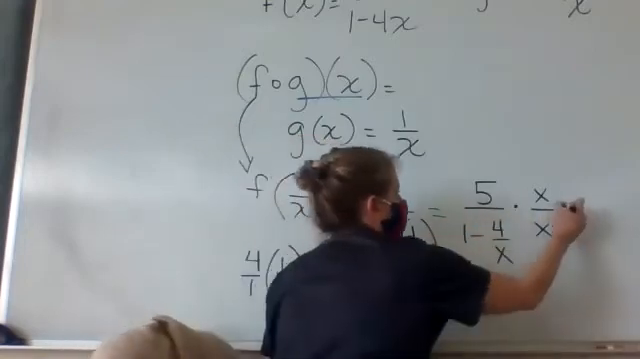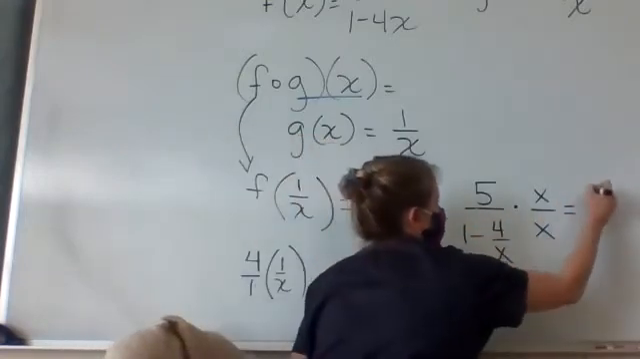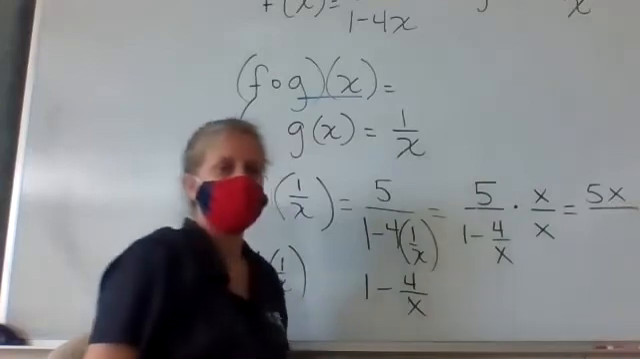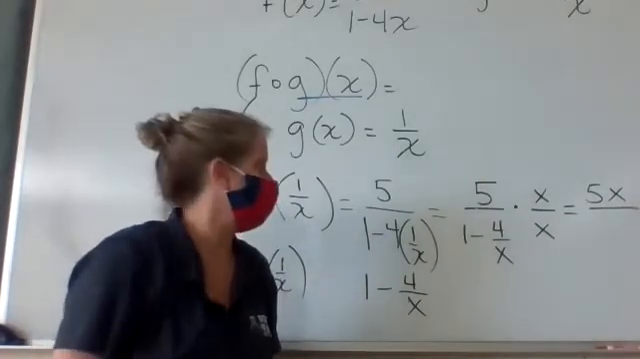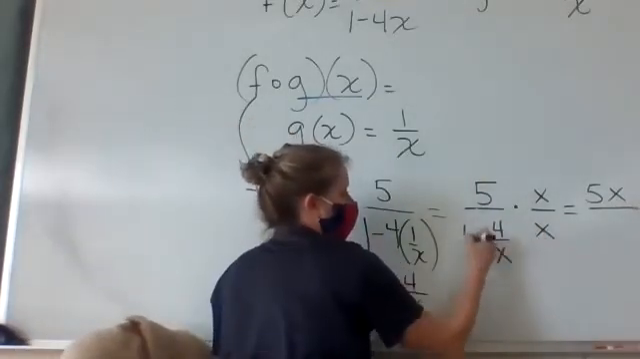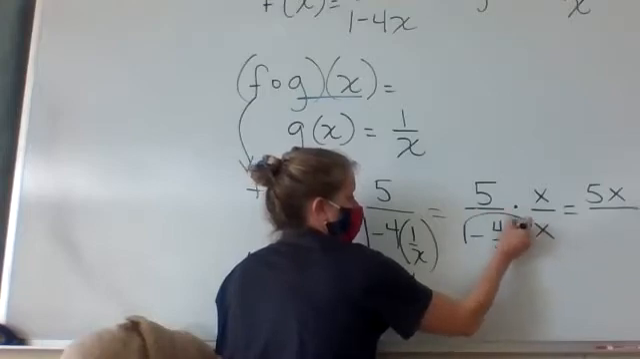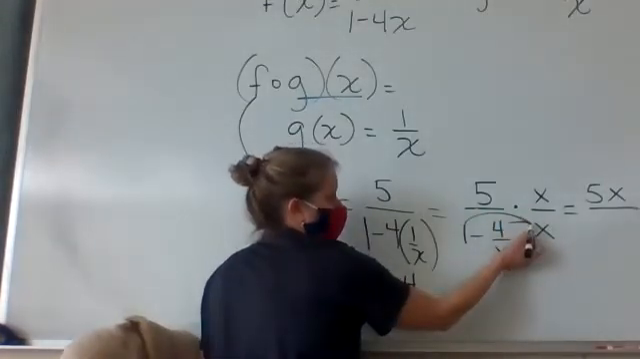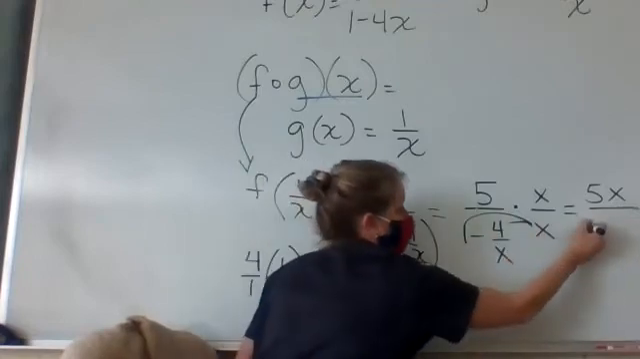So up top is no big deal, right? 5 times x is 5x. But look what it does to the bottom. This x, if I'm multiplying the whole denominator times x, it goes to both of them. So here, the first thing it goes to is this 1. Well, 1 times x is just x.